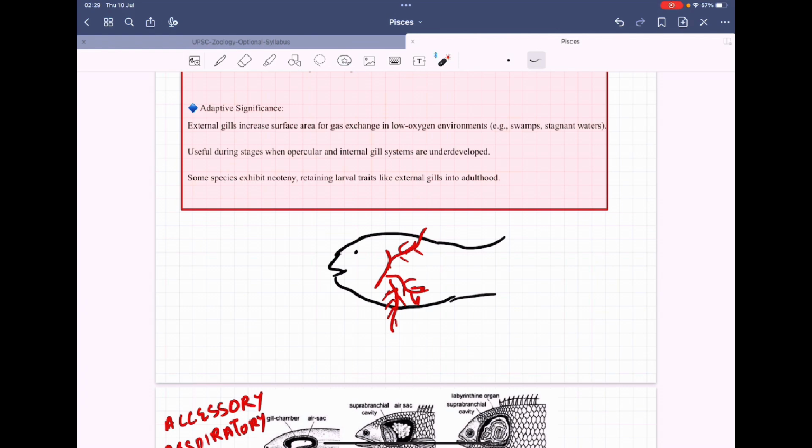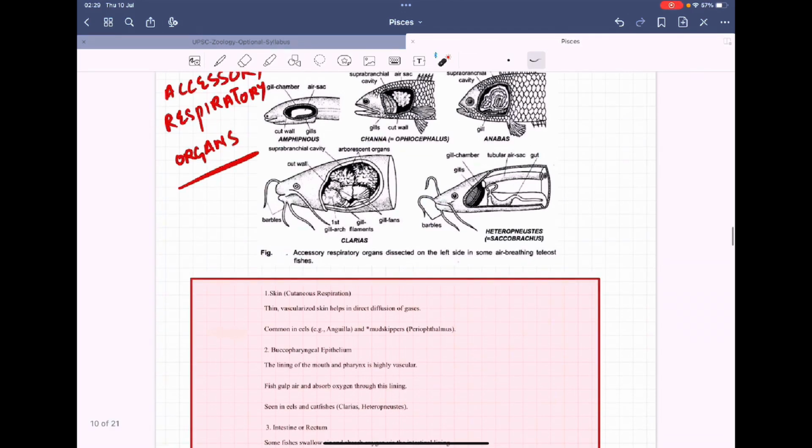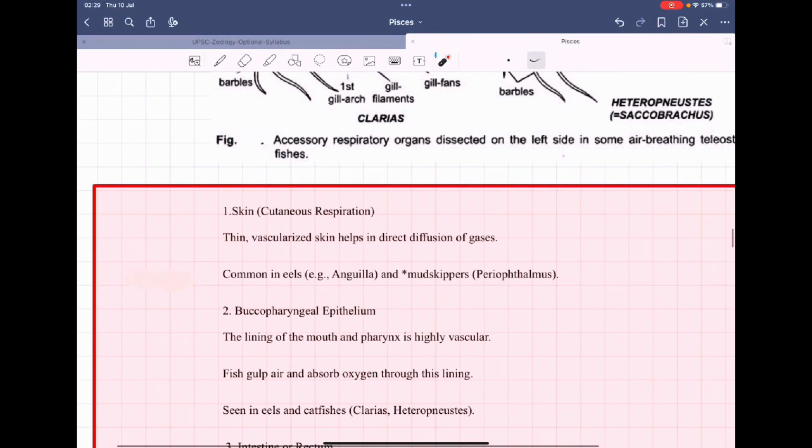You will also see that in some cases, for example amphibia, there is this neoteny, so the larval traits will be retained as external gills in the adults too. Now we will discuss different types of the accessory respiratory organs. Firstly, we have cutaneous respiration, that is through the skin. It is common in the eels and mud skippers.